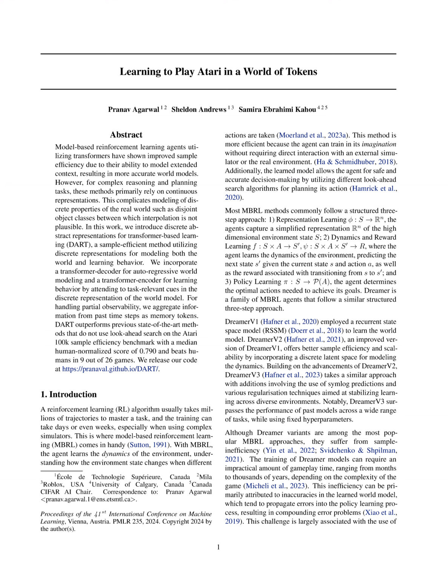MBRL, or model-based reinforcement learning, addresses this issue by allowing the agent to learn the dynamics of the environment without direct interaction, making training more efficient. MBRL methods, like Dreamer and its variants, follow a structured approach involving representation learning, dynamics and reward learning, and policy learning. However, these methods can suffer from sample inefficiency, requiring impractical amounts of gameplay time ranging from months to thousands of years due to inaccuracies in the learned world model.